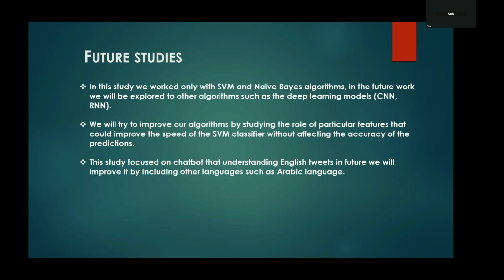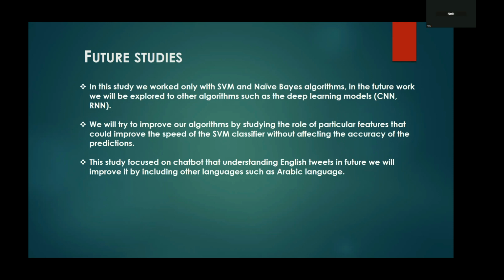For future studies: in this study we worked with support vector machine and naive Bayes algorithms. In future work, we're going to start with deep learning, CNN and RNN. I'm in the middle of working on deep learning, and in a couple of months we're going to see other results, and definitely we'll see it in a publication later, or present it at a conference. We'll try to improve our algorithm by studying the role of particular features that could improve the speed of the support vector machine classifier without affecting the accuracy of the predictions, because we like the accuracy of the support vector machine, but it's extremely slow.